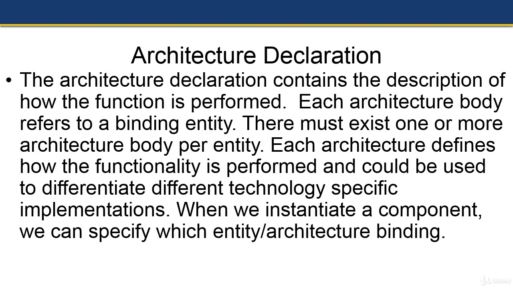The architecture declaration contains the description of how the function is performed. Each architecture body refers to a binding entity. There must exist one or more architecture bodies per entity. Each architecture defines how the functionality is performed and could be used to differentiate between different technology specific implementations. When we instantiate a component, we can specify which exact entity architecture binding we're looking for as well.